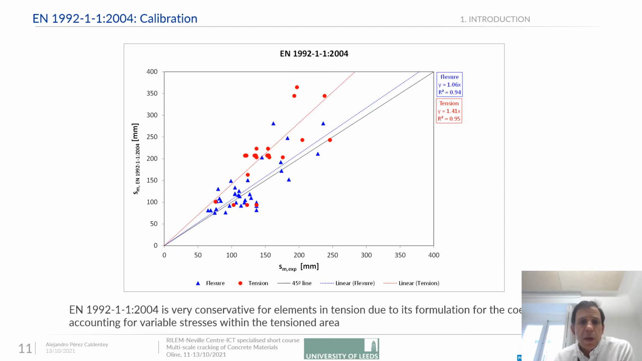If we look at Eurocode 2, however, we are rather surprised, or maybe not. You can see that Eurocode 2 has a very, very strong overestimation of the crack spacing in tension tests. And this is due to factor k2, which we'll discuss later on.